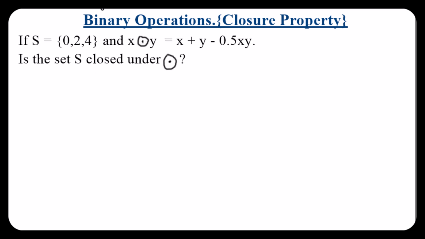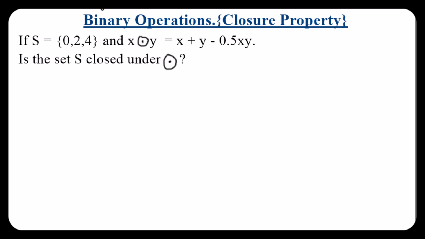Okay, so for the last example, we're told that set S equals 0, 2, 4, that is, the members of set S are given as 0, 2, and 4, and x o dot y has been defined to us as x plus y minus 1 over 2xy, or minus 0.5xy as what is written on the screen. We're now asked to determine if the set S is closed under O dot.